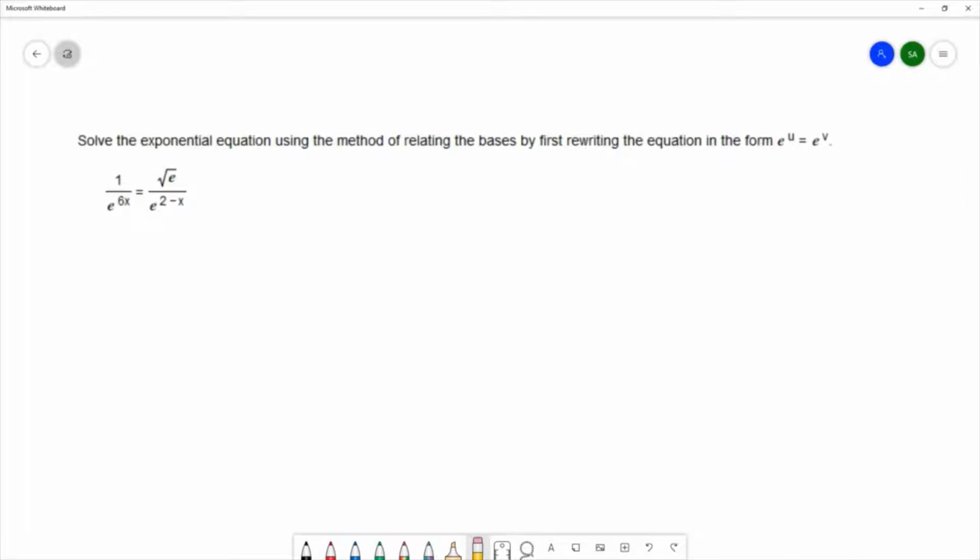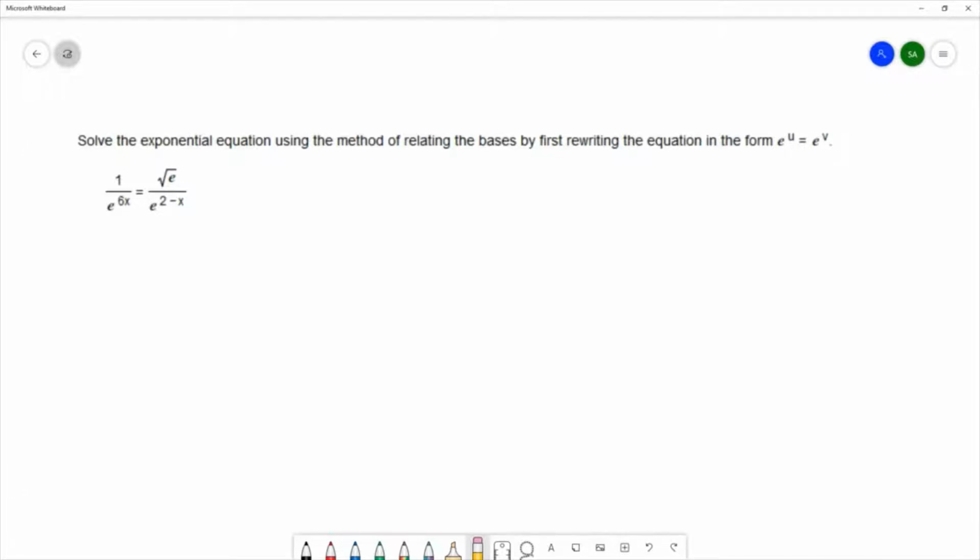For this example, we want to solve the exponential equation using the method of relating the bases by first writing the equation in the form e to the u equals e to the v. We've seen relating the bases before, and this time they've changed the base to be e because that is the base that we see in our example. So our goal is to write it so that we have a base of e on the left and a base of e on the right.